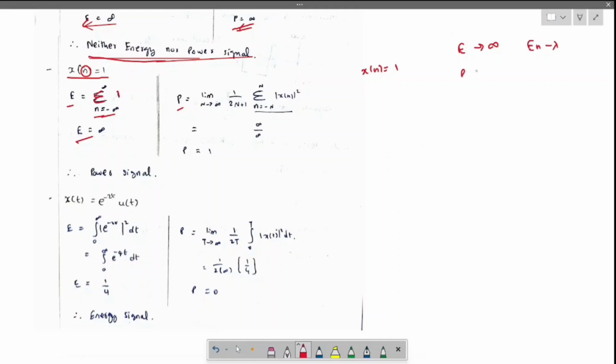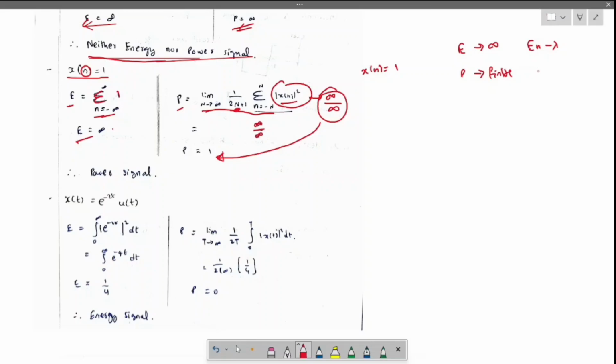Okay, now let us go with the power. Let us check: limit n tends to infinity of 1 by 2n plus 1, summation from n equals minus n to n of x of n square. When you do this, you will get infinity by infinity in this case. The numerator is infinite, and at the denominator also you will get something infinite. Infinity by infinity gives the result as 1. So that's why the power signal is finite.